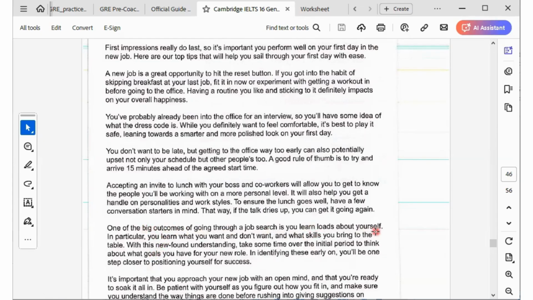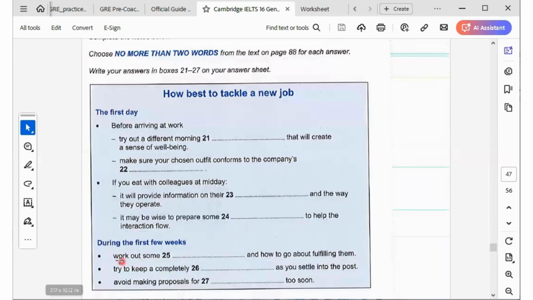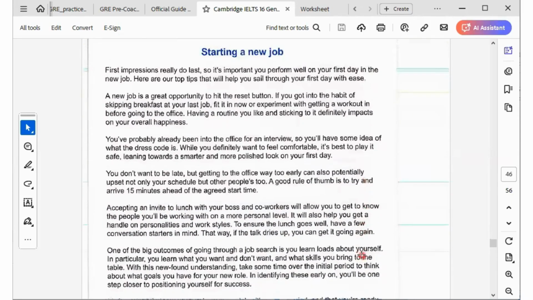Learn about yourself, okay? Learn what you want. With this newfound understanding, take some time over the initial period. This sounds like first few weeks. Can you see the way they've paraphrased for us? To think about what goals you have for your new role. Okay, goals. That should be our word. Try work out some goals and not to go about fulfilling them.